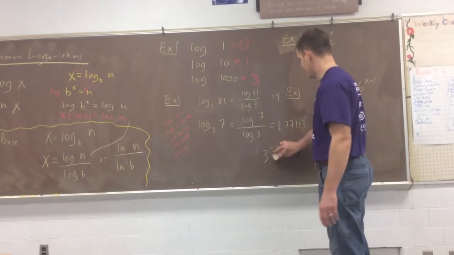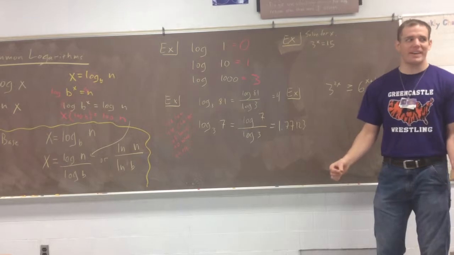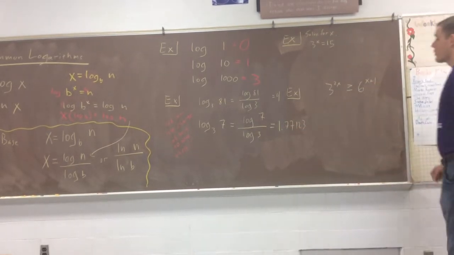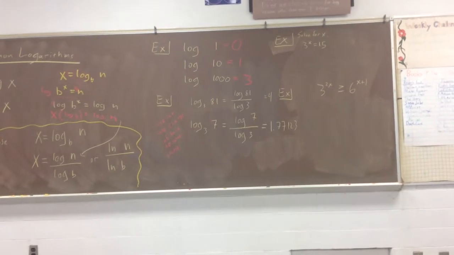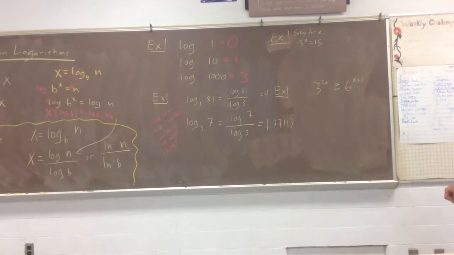So, you were waiting for this, weren't you? You're like, there's got to be a way on my calculator to do this. And there it is. 3 raised to the x is going to give me 15. How can I find x?